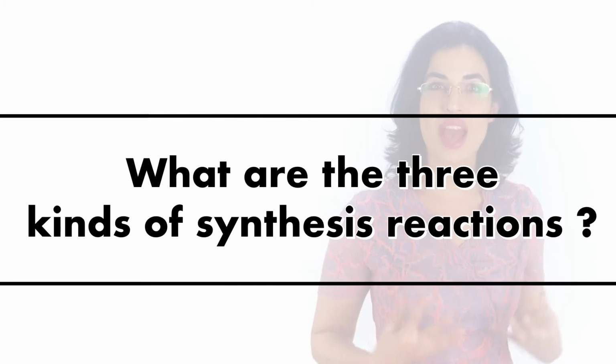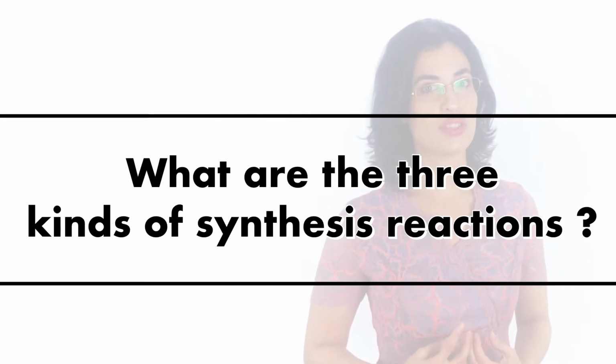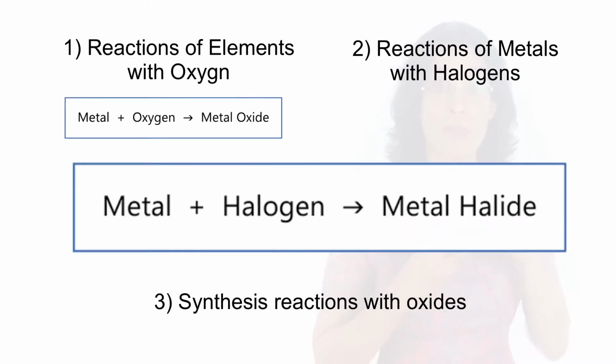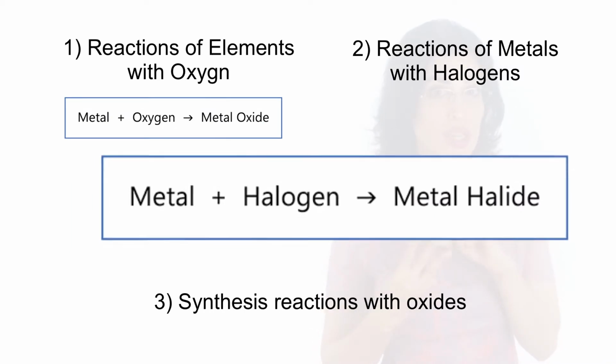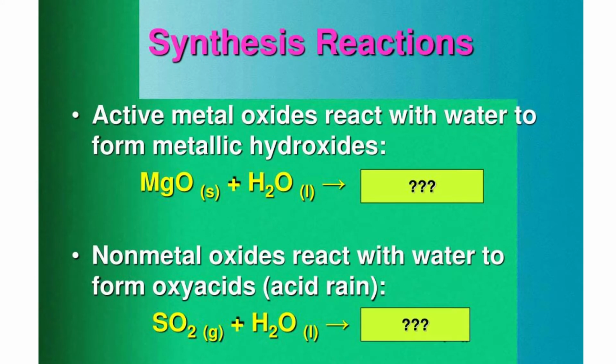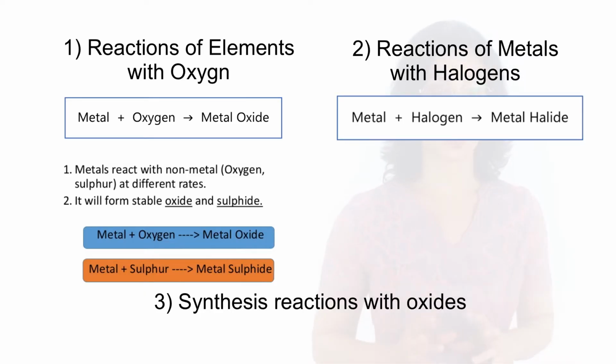What are the 3 kinds of synthesis reactions? The 3 kinds of synthesis reaction include the reaction of elements and oxygen, the reaction of metals with halogens, and the reaction with oxides. The first kind of reaction, the reaction of elements with oxygen, will produce the oxide of the element. Almost all metals react with oxygen to form oxides.